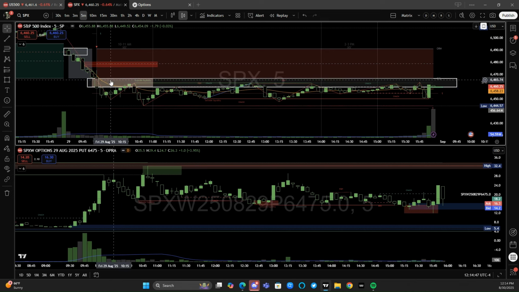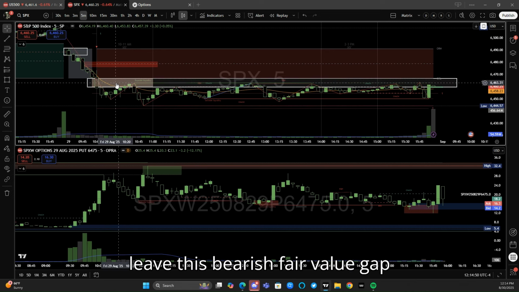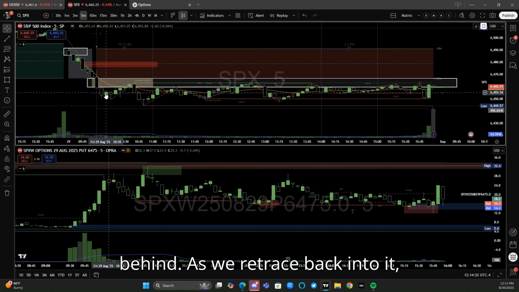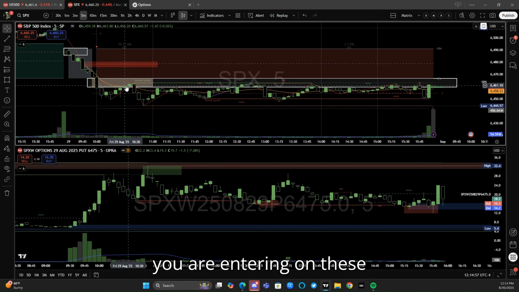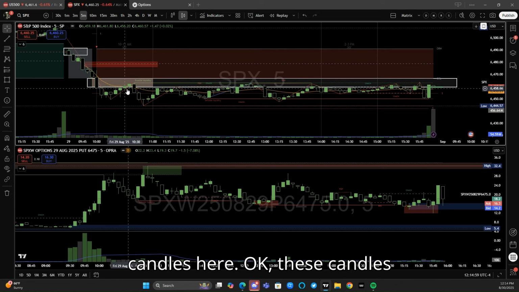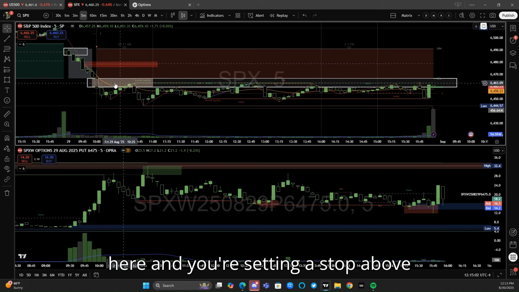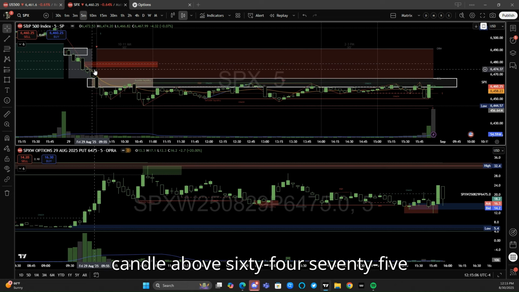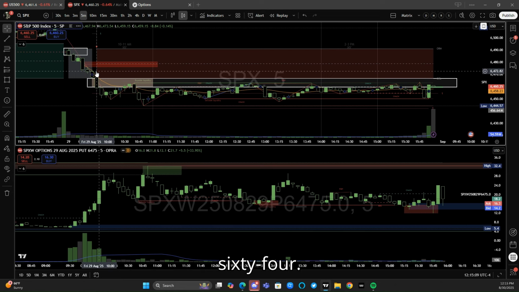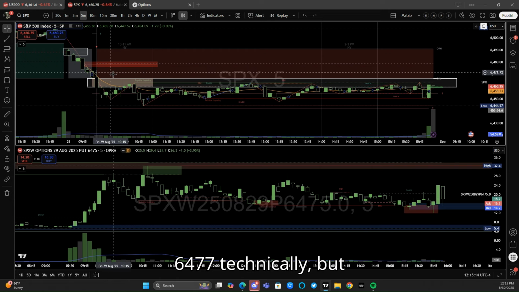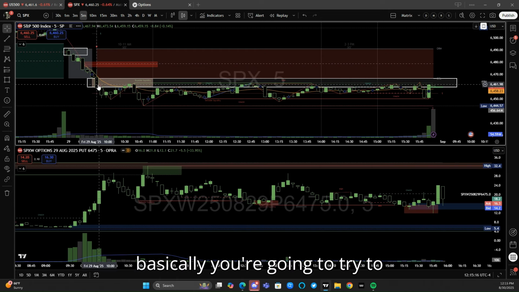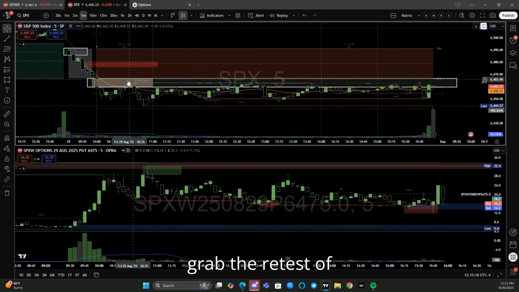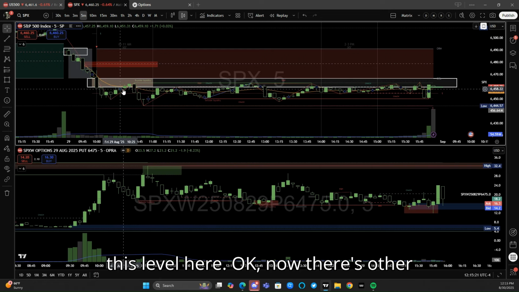So leave this bearish fair value gap behind. As we retrace back into it, you are entering on these candles here. Okay, these candles here, and you're setting a stop above our key pivot if you want, above this candle, above 64.75, 64.77 technically, but basically you're going to try to grab the retest of this level here.